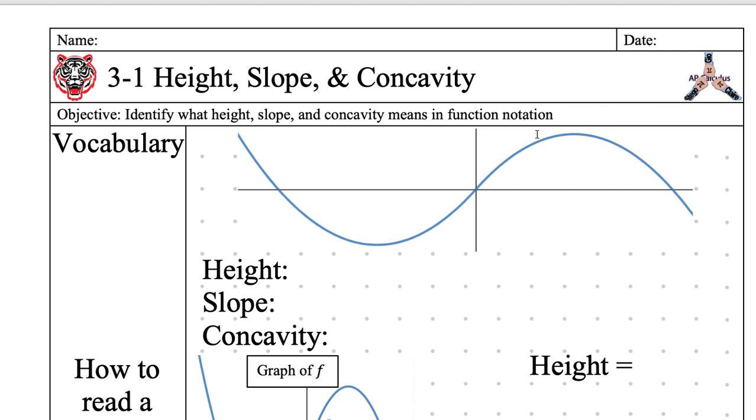All right, so we're in AP Calculus. Today's date is Friday, October 4th, which means it is a minimum day schedule. So we have 10/4.